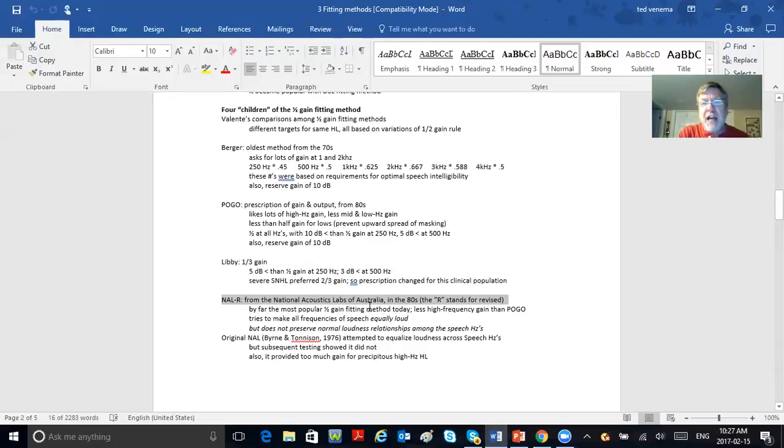NAL, from the Acoustics Labs of Australia in the 80s, the R stands for revised. It's by far the most common half-gain fitting method. It's still used today, but we use it now for compression. It's been developed. It's now NAL-NL1 and NAL-NL2. Those are compression-based versions of NAL. But today we're just looking at the earlier version, all linear-based. It's the fourth of the 4 kids of the half-gain method. Okay, it's the 4th one. All right, it tries to make all adjacent speech frequencies equally loud.